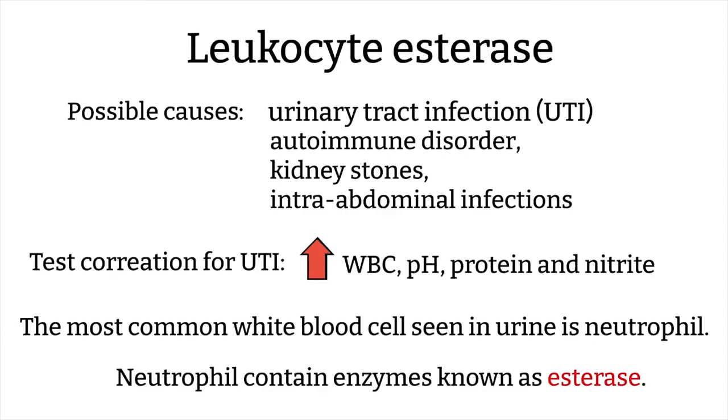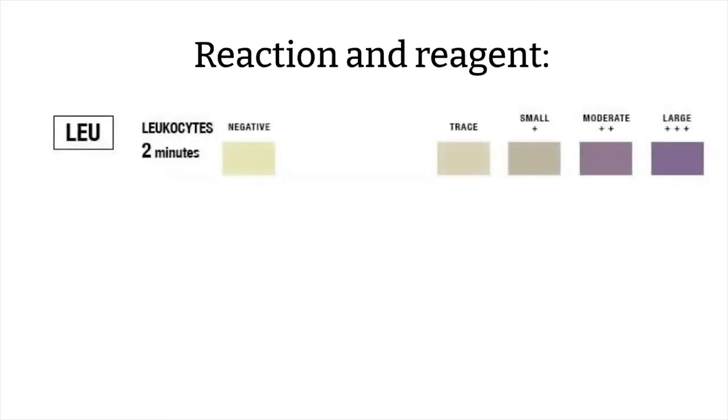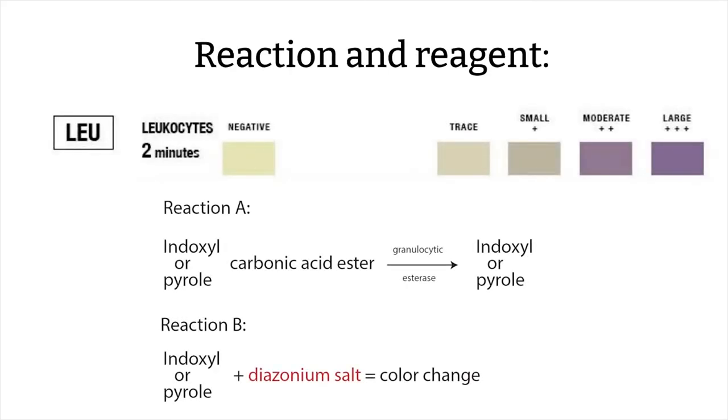Here are the reactions and reagents for this test. After dipping the urine dipstick in the urine sample, leukocyte esterase results are read at 2 minutes. A positive reaction produces a lavender to purple color. The results are reported as negative to 3+.